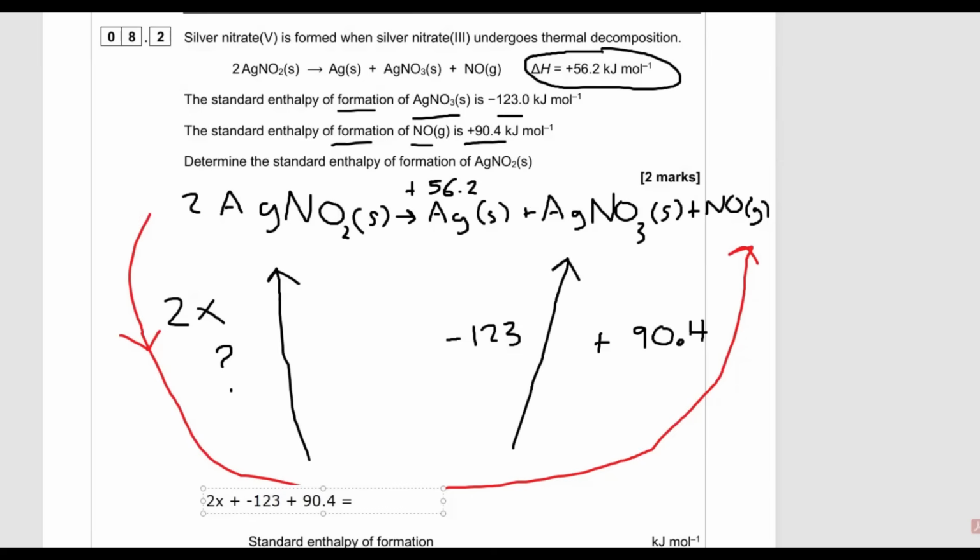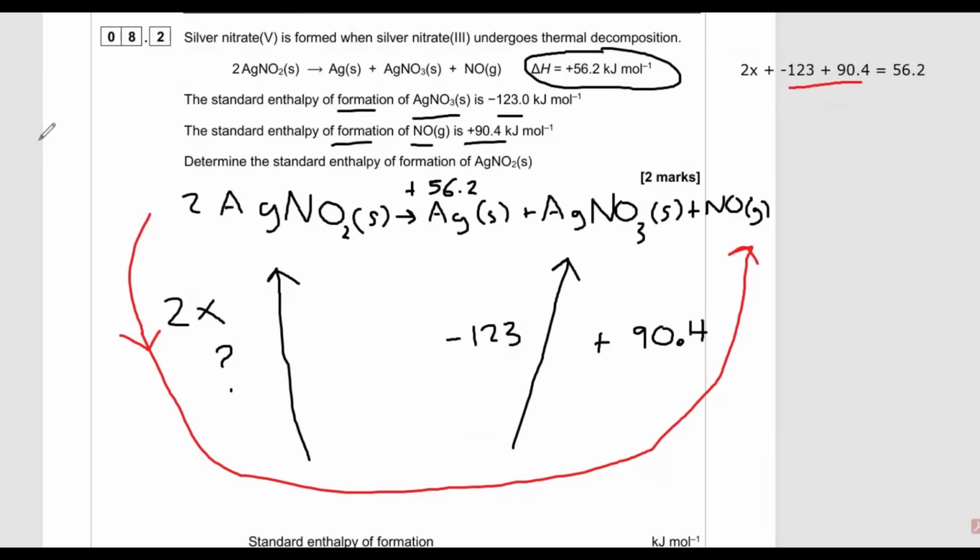So 2X plus minus 123 plus 90.4 equals 56.2. And that's the way we write this out. So all I want to do, where can I move this? I'm going to move this up here. Okay, now we're going to rearrange this equation. Don't forget at this point, it was a good idea at the start of each of these to pause the video and have a go.